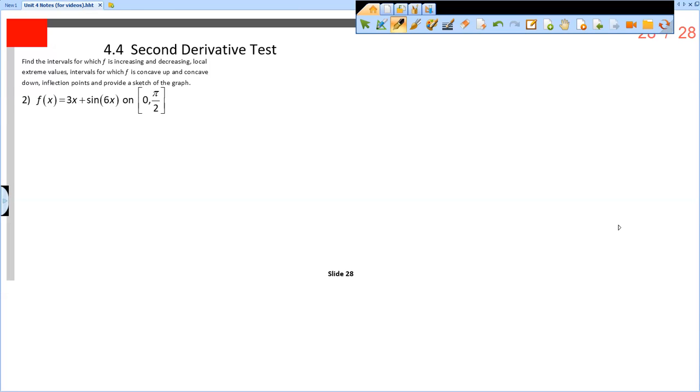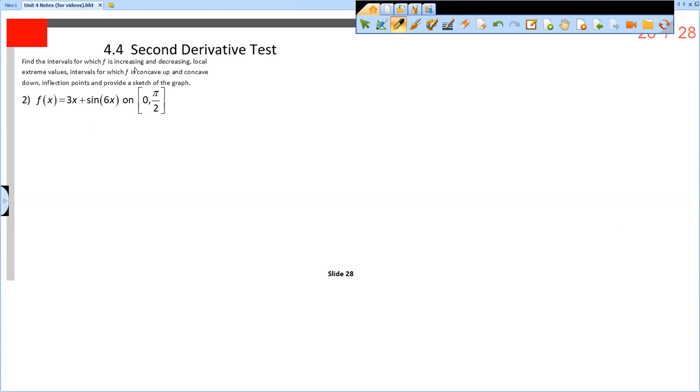This is the video for section 4.4 notes, slide number 28. All right, so it says find the intervals over which f is increasing and decreasing, local extreme values, intervals over which f is concave up, concave down, inflection points, and provide a sketch of the graph. All right, so whole bunch of stuff happening here.